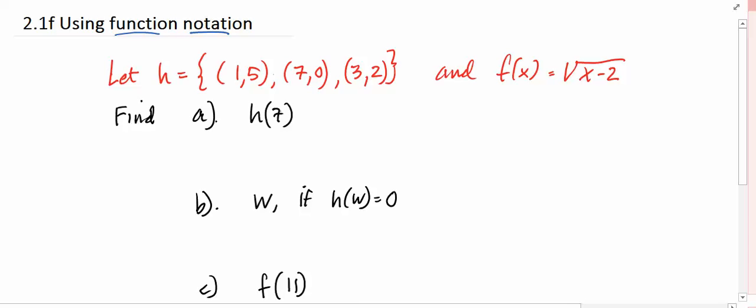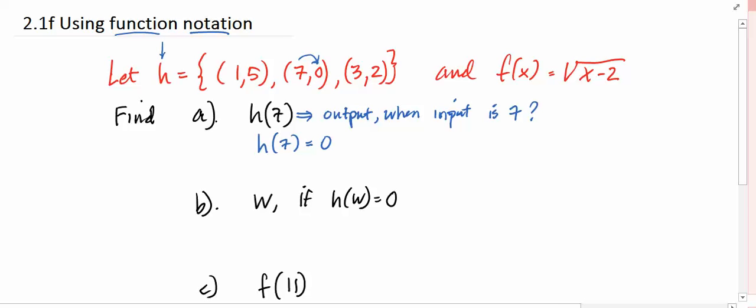So this is what this means. This just means find the output when the input is 7, right? What's the output when the input is 7? Well, if I look at this set, it's a discrete set, this H set, I see that when I put in a 7, I get out a 0. So H of 7 is 0. Pretty simple. Okay, so that's with a discrete set.